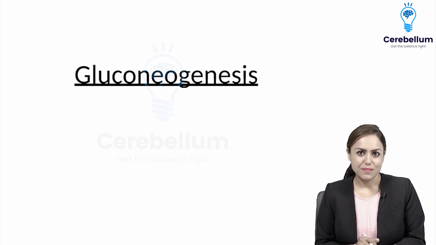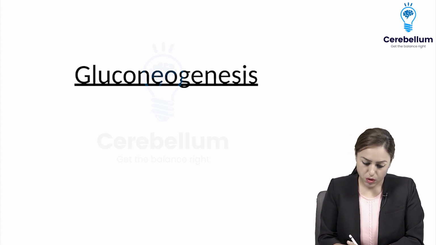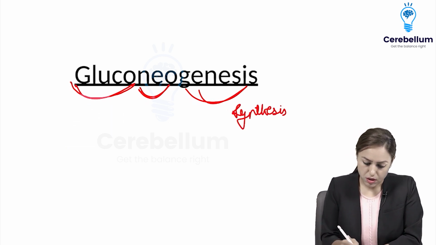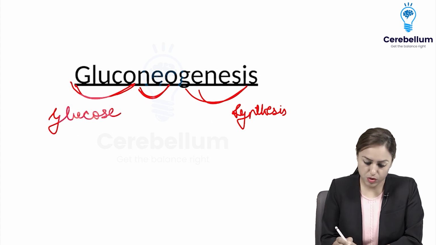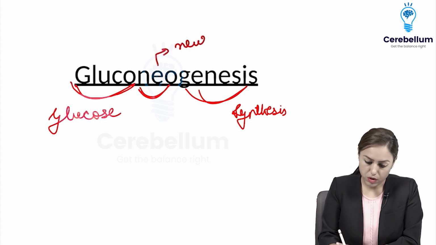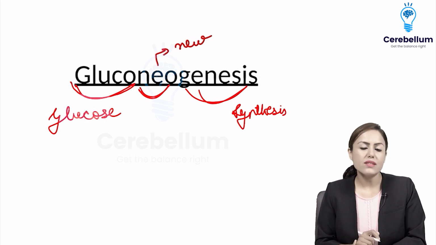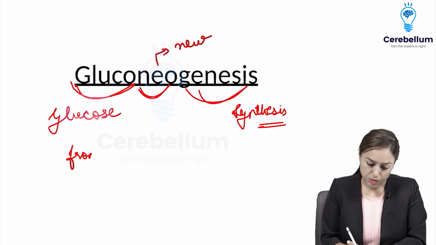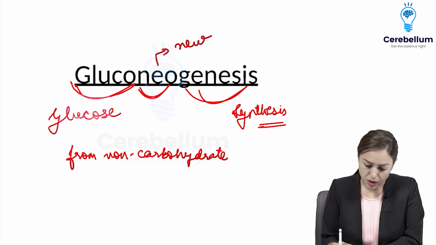So let's start. First understand the name gluconeogenesis. Genesis means synthesis. Gluco stands for glucose. Neo stands for new glucose. So it is synthesis of new glucose. Why are we referring to new glucose? Because it is not the glucose coming in diet. It is new glucose getting synthesized in the body from non-carbohydrate sources.